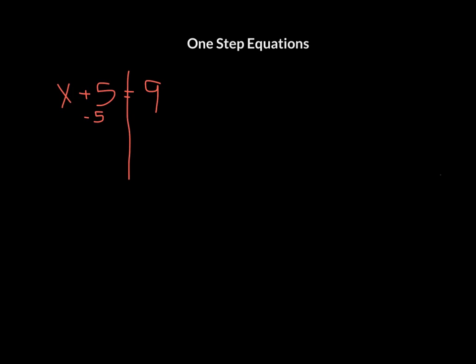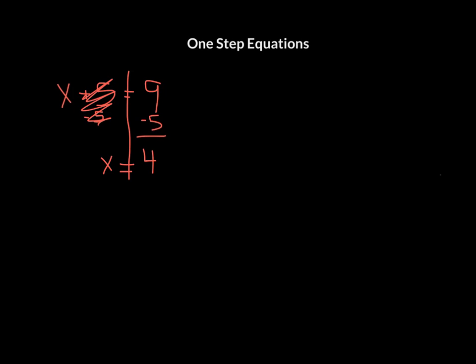So we do this thing, it's called the do-do rule. Whatever I do on one side of the equal sign, I have to do on the other side. So when I subtract 5, this one goes to 0. And 9 minus 5 is 4, which means x has to equal 4.